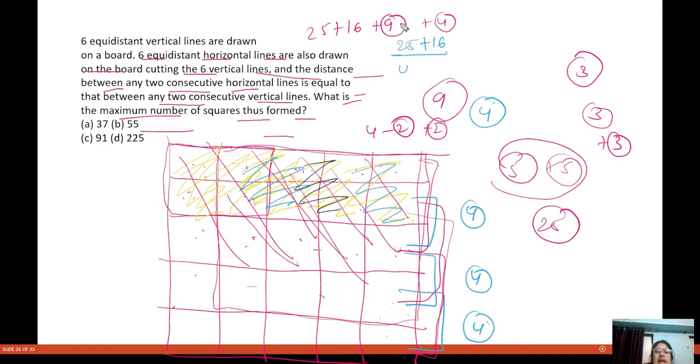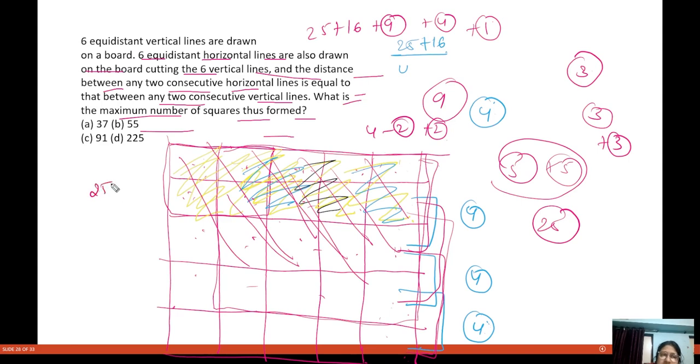Now in total I have 6 lines. How many rows do I have? 1, 2, 3, 4, 5, 6. Now if I am considering all the 5 rows, I'll consider five boxes. So this whole is also 1 square. So one more.